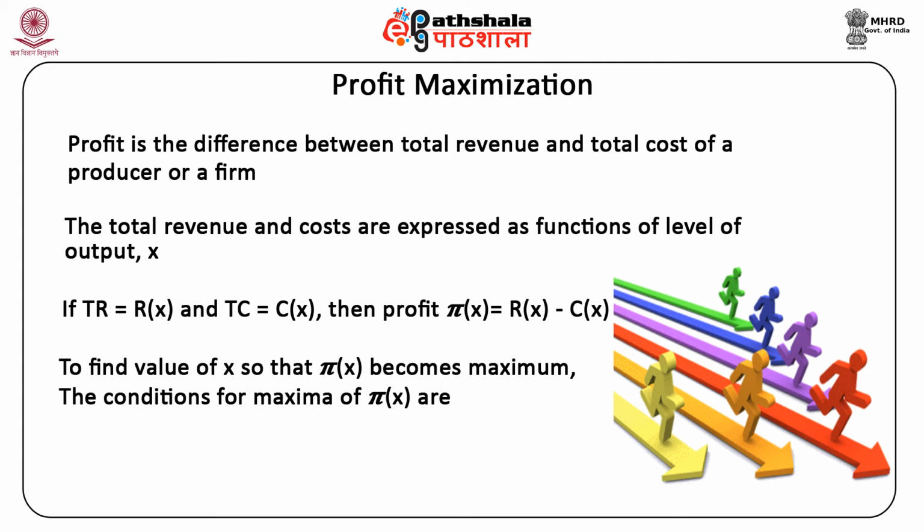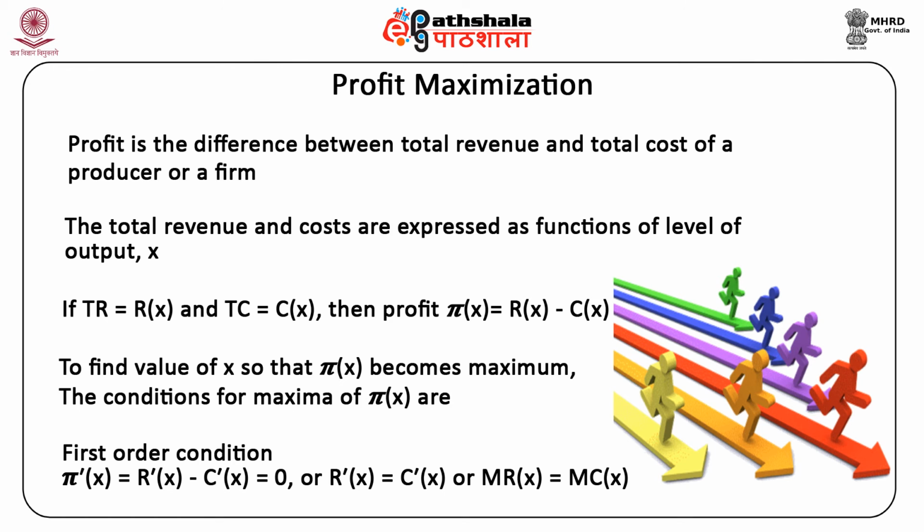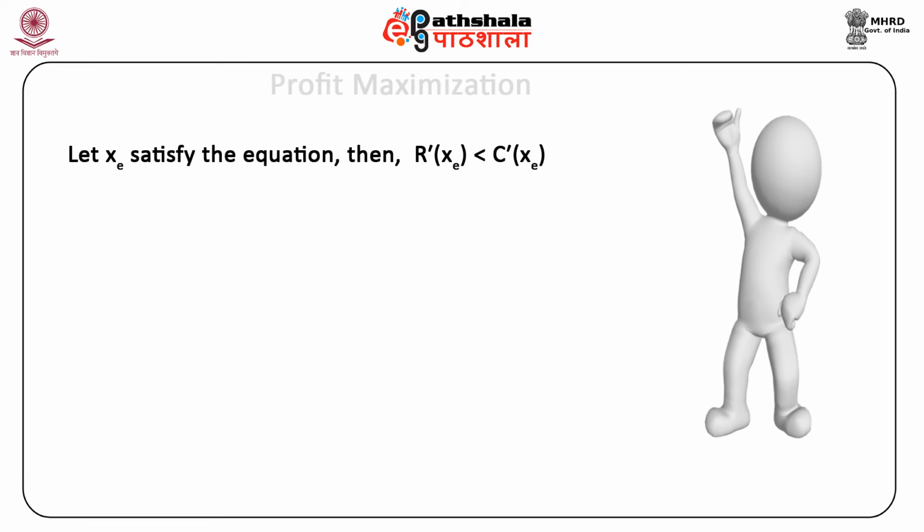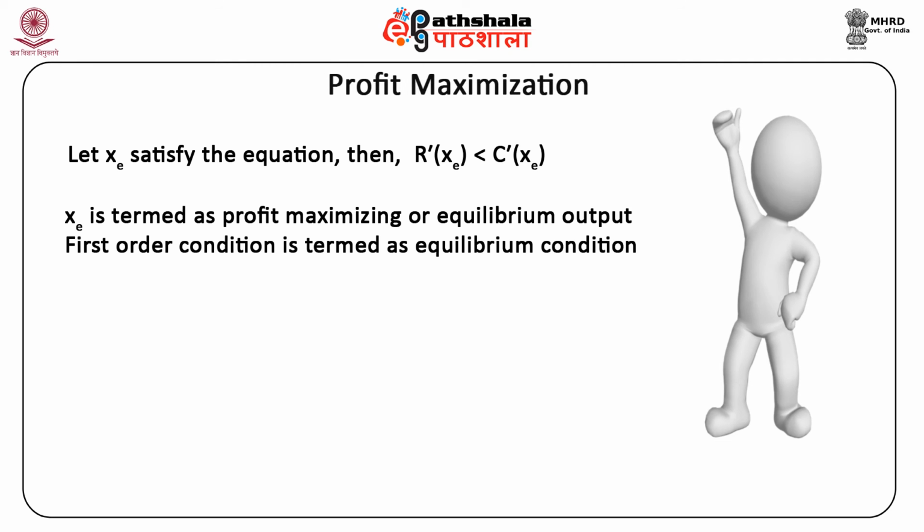The conditions for maxima of pi(X) are: first order, pi dash X is equal to R dash X minus C dash X equal to 0, or MR(X) is equal to MC(X). Let XE satisfy the equation. Then we can write the first derivative of the revenue function at XE is equal to the first derivative of the cost function at XE, where XE is termed as the profit maximizing or the equilibrium output. Note that the first order condition is also termed as the equilibrium condition.